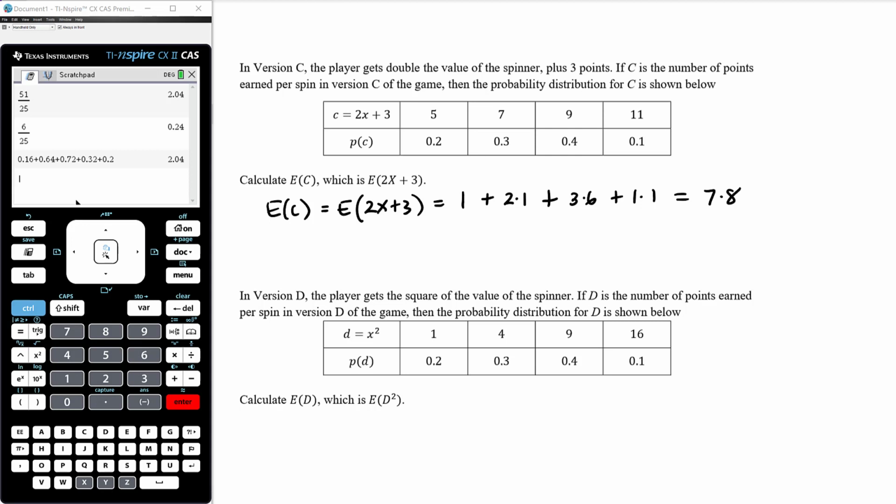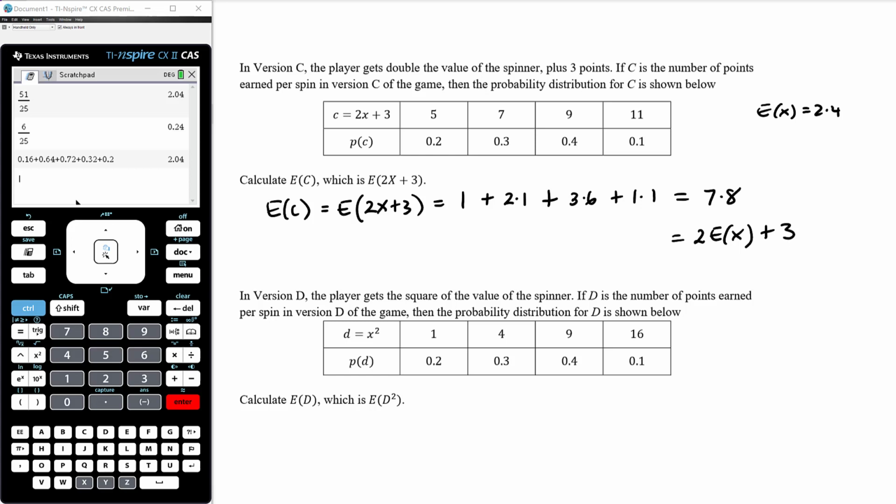Okay, so we might speculate. Let's think about what the expected value of x was, remember, 2.4. So if we were to do 2.4 times 2 and add 3, we get 7.8. So this is actually just 2 times the expected value of x plus 3.